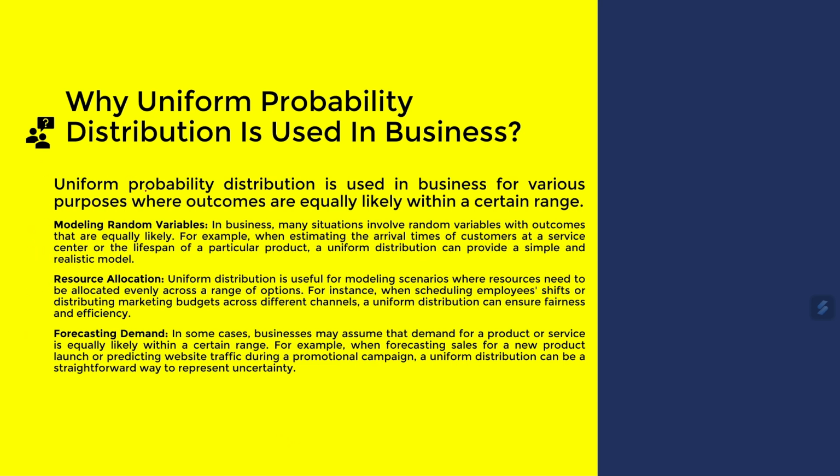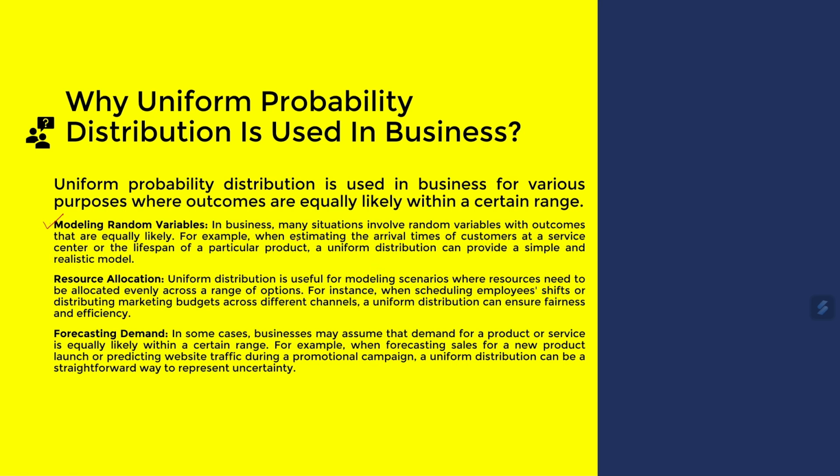The uniform probability distribution is used in business for various purposes where outcomes are equally likely within a certain range. As I told you before, with the help of the diagram, the outcomes are in a specific range. It comes in a specific range with the help of a rectangle shape. So the first case is modeling random variables.